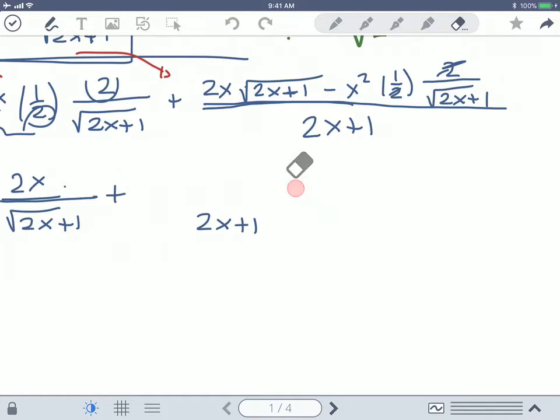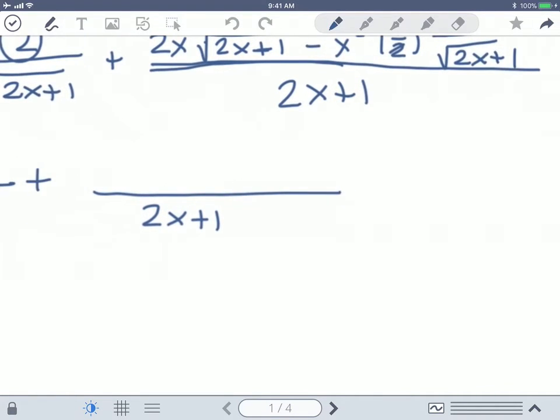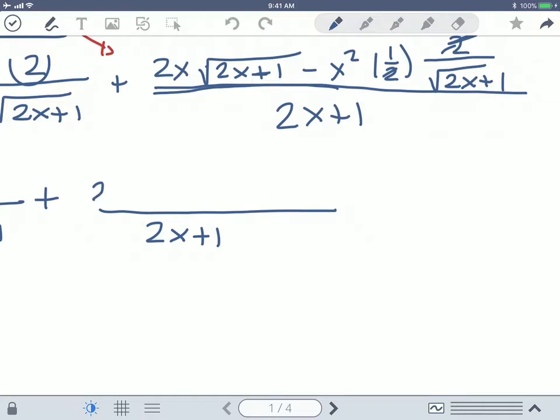Just going a little bit sideways, so let's do it like this. The first term, of course, I'm going to keep as is. I'm going to try to focus on this part. So I have 2x times the root of 2x plus 1. Then I have a minus, and the x squares, these 2 cancel, I have an x squared on the top over 2x plus 1. I think that's what I have so far.